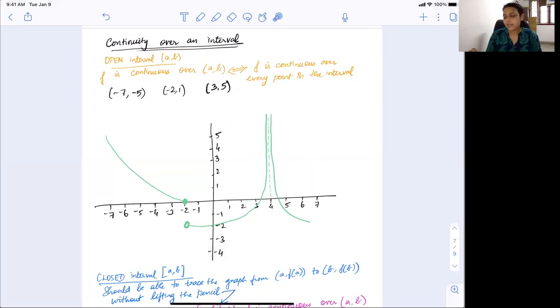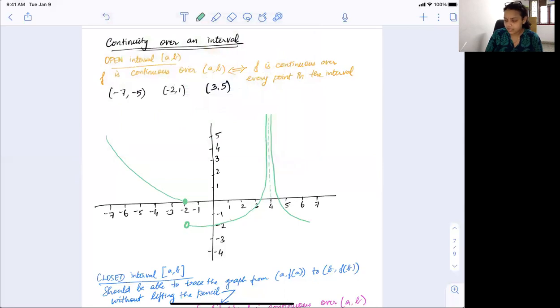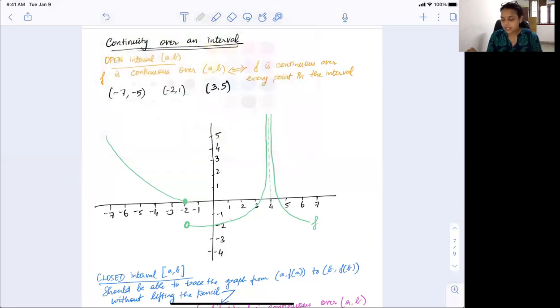Now let's look at this by means of an example. So the green line here is the function that's given to us. So this is say f. Now let's see what happens when we're in the open interval -7 to -5, which is right there. Of course, -7 to -5 would mean the interval doesn't include the two endpoints, but it's the set of all points between -7 and -5.